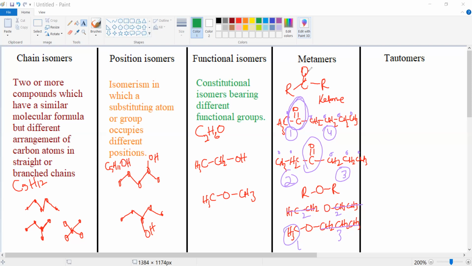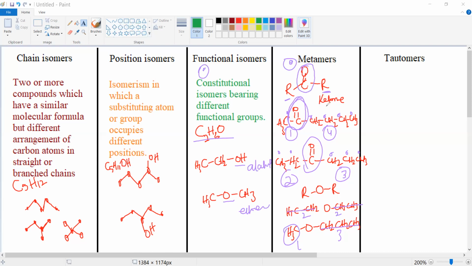So that type of isomerism in which the functional group is the same, but the number of R atoms attached on either side of the functional group is different, that is known as metamerism. So again, we are going to just relate these two, functional isomer and metamer. What is the difference between functional isomer and metamer? In functional isomers, we would have totally different functional groups. That is alcohol and that one is ether. The functional groups are different, but the molecular formula is the same.